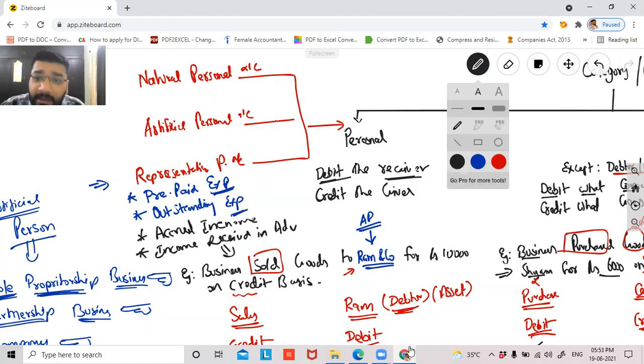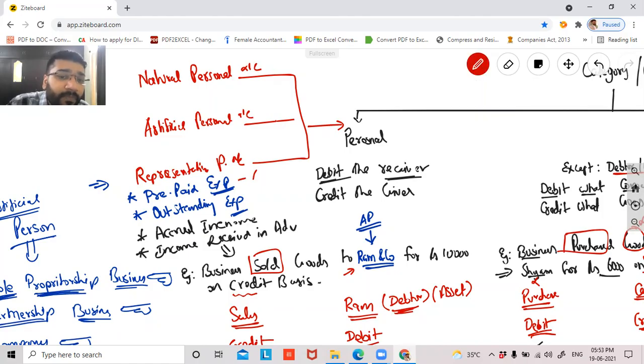So what are these, sir? Prepaid is my asset. Outstanding expense is my liability. Accrued income is my asset. Income received in advance is my liability. Sir, how are you saying that these are assets and liabilities? Guys, you will be able to understand this only when I explain in detail the meaning of prepaid, outstanding, accrued, and income received in advance. This I'll do in detail when I do the journal chapter for you, chapter number 8.